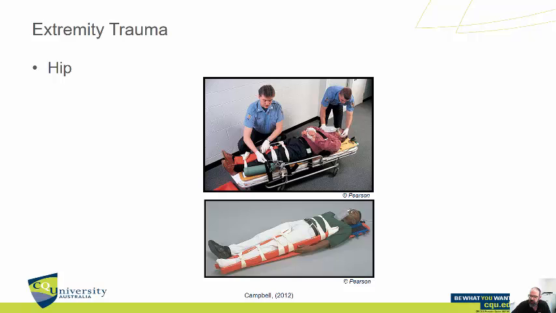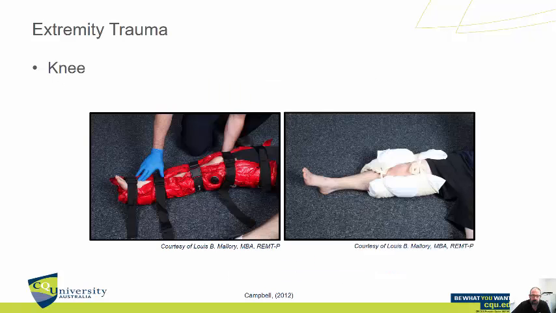So you want to try and splint these. Usually bind them as you find them. Don't try to manipulate them too much. They're very, very difficult to reduce, so you want to get these patients to hospital as quickly as possible, both in the anterior and the posterior hip dislocation scenarios.